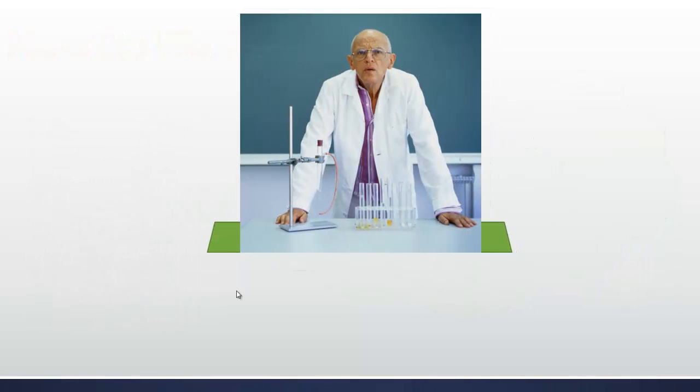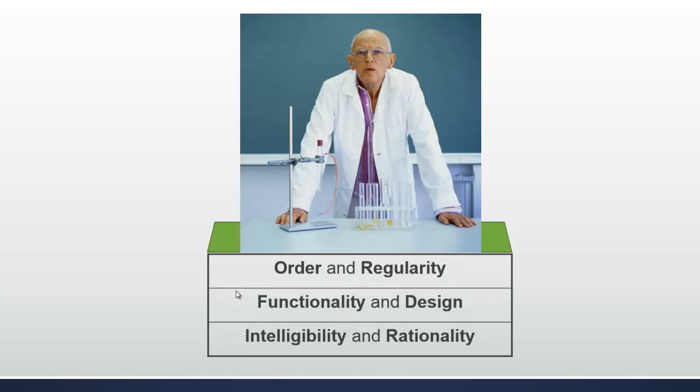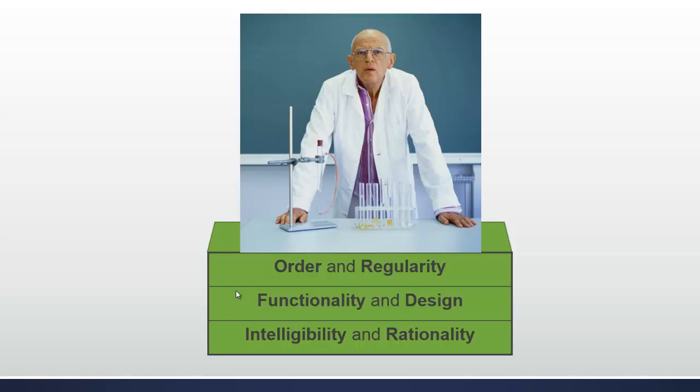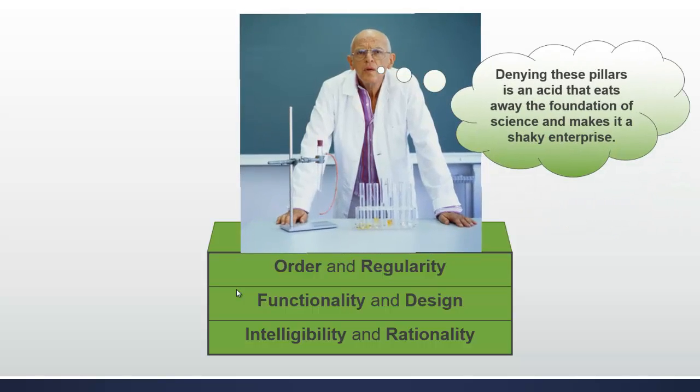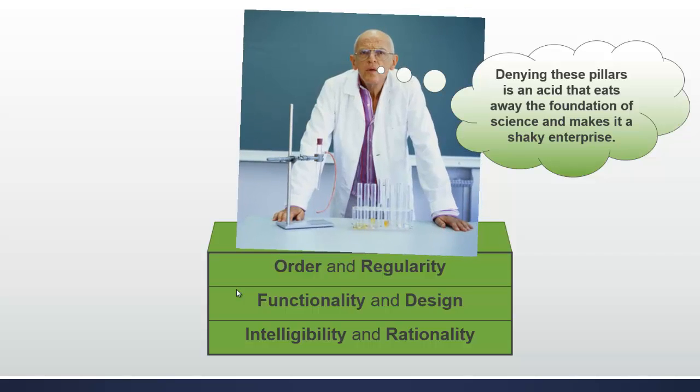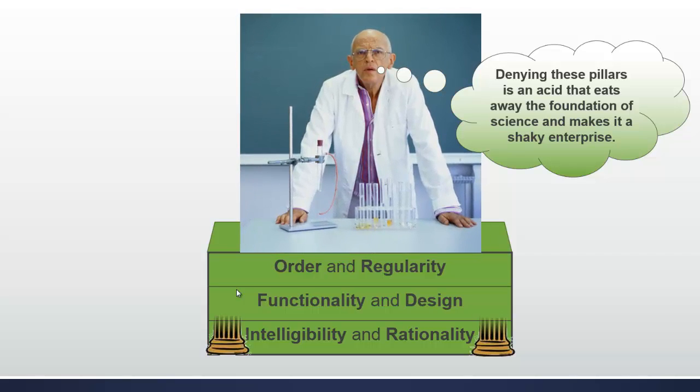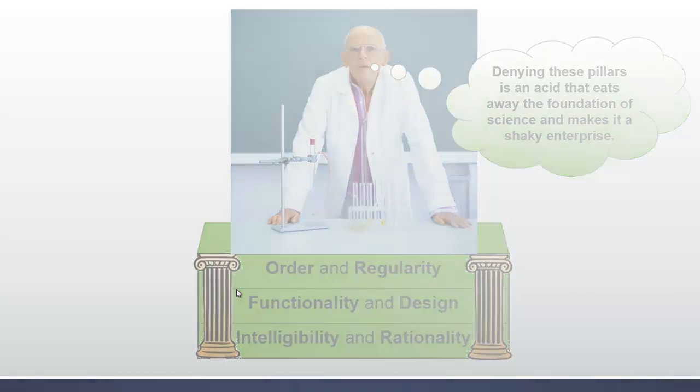How much on target that was. So when a scientist claims something or tells you something, we have to realize that he or she assumes that there is order and regularity, functionality and design, intelligibility and rationality. If we would take these pillars away from science, science would become a very shaky enterprise. We really need those pillars, whether you realize it or not.